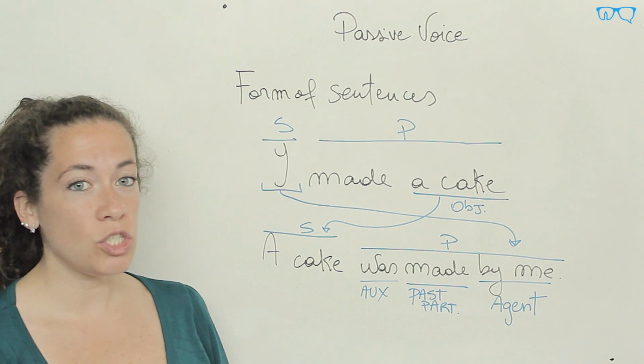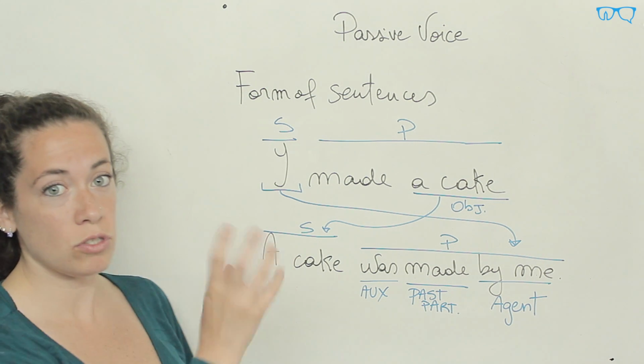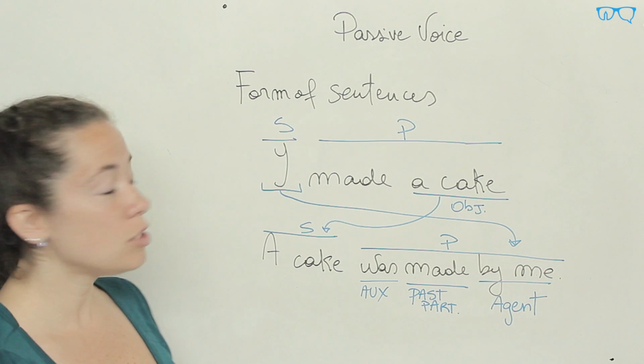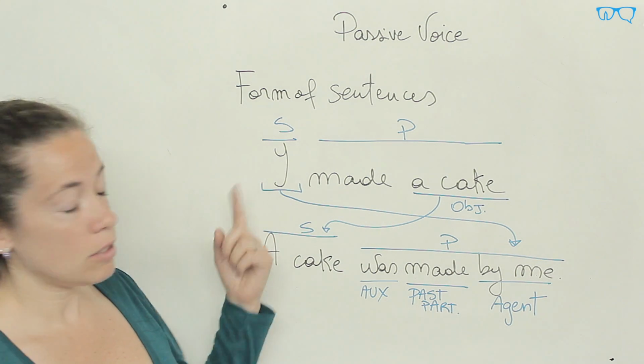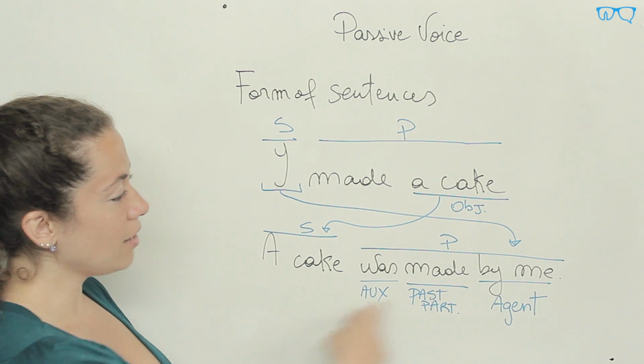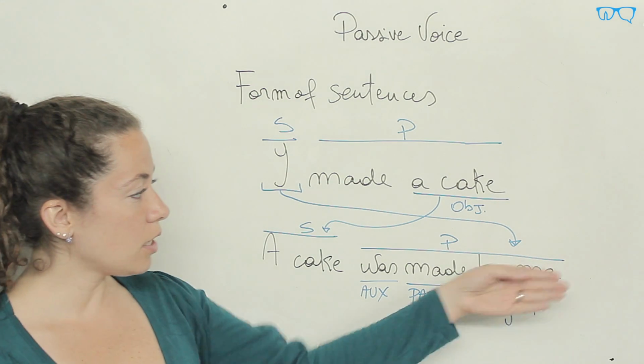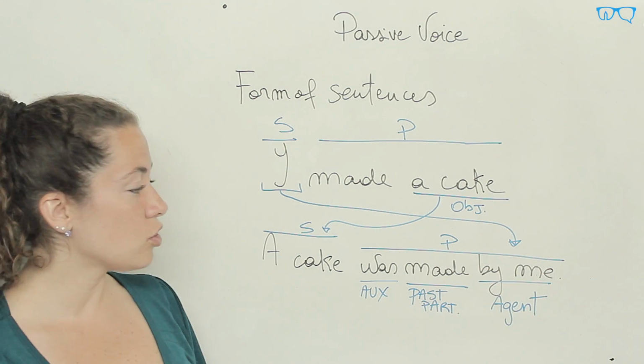So in this case, we change the focus of the sentence. The focus is on the object rather than on the doer of the action, that is me. Okay? So, "A cake was made by me." I can even take out the agent because it's not obligatory.